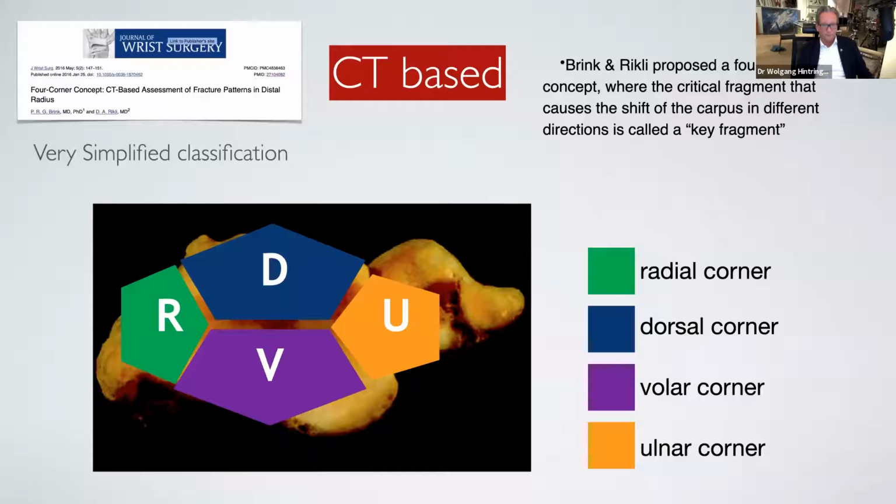They proposed a four-corner concept where the critical fragment that causes the shift of the carpus in different directions is called a key fragment. You see here, it's a very simple classification: the radial corner, the dorsal corner, the volar corner, and the ulnar corner.